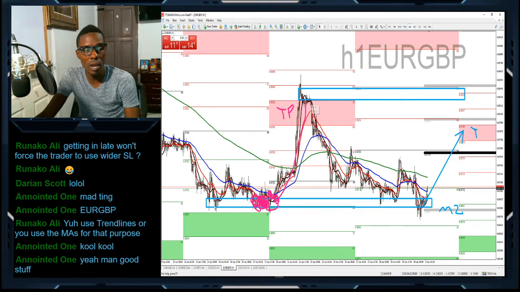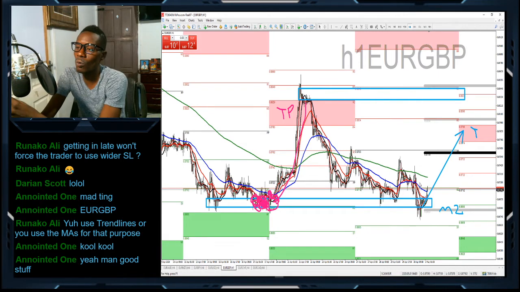Because since we have it right here, look left, right? Have support, boom, buy. Look left, still support, right? Buy. But the thing is, we must be cautious now.